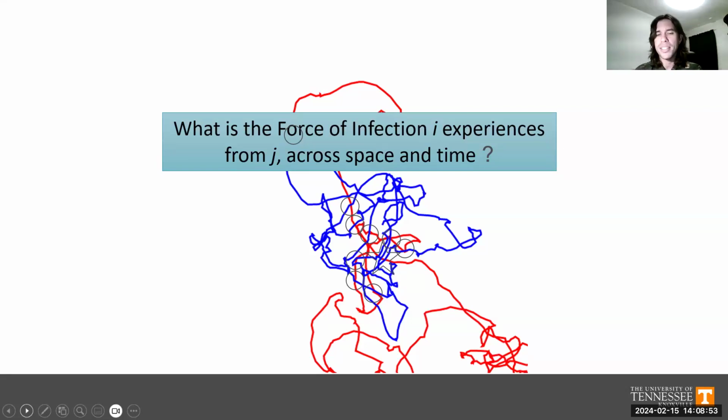Essentially, what we want to know from these data is the force of infection, which is defined as the risk of transmission that one host experiences due to another, and we want to estimate that across space and across time. I'll be referring to this as the FOI.